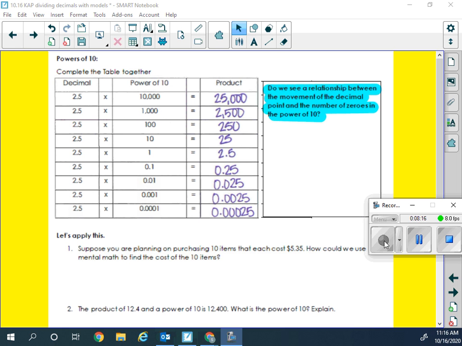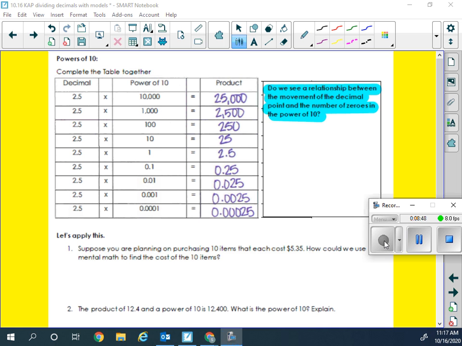Okay, so on the test day, Wednesday, this was your homework. I asked you just to fill in the table, and I said you can even use a calculator to get it done. Then what I was hoping would happen is as you work, you would start to see a pattern. So over here, this is what we're looking for. Do we see a relationship between the movement of the decimal point and the number of zeros in the power of 10?